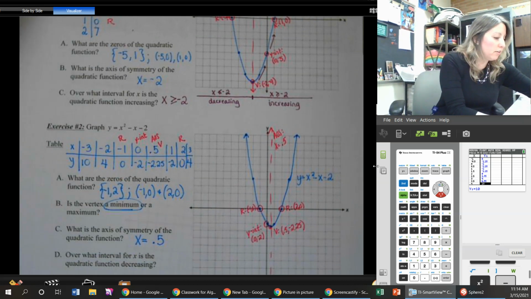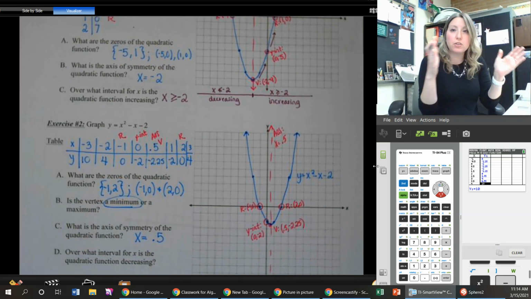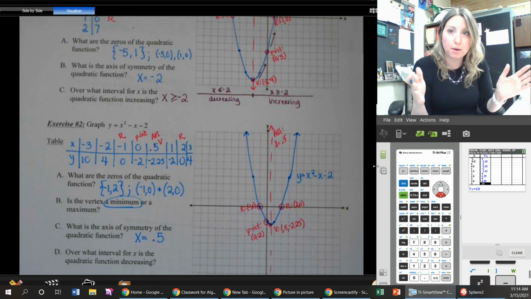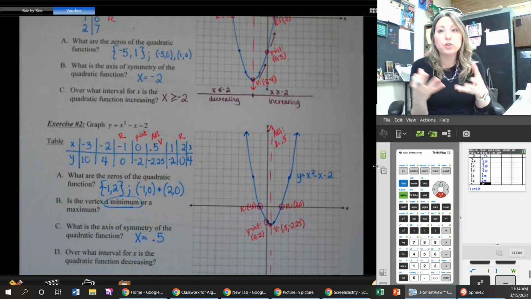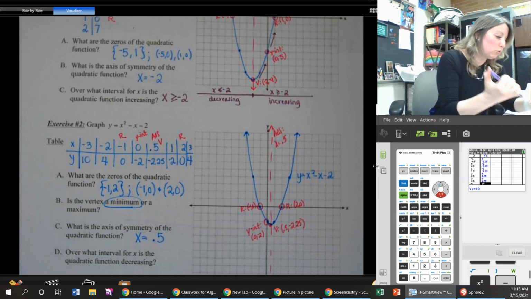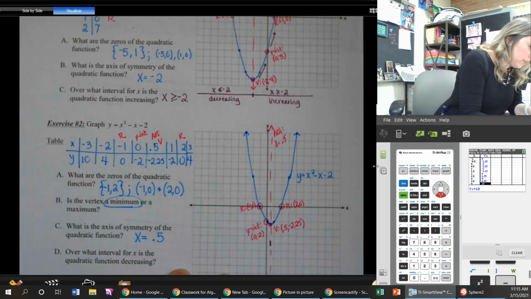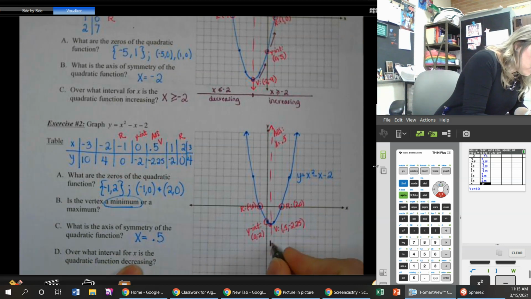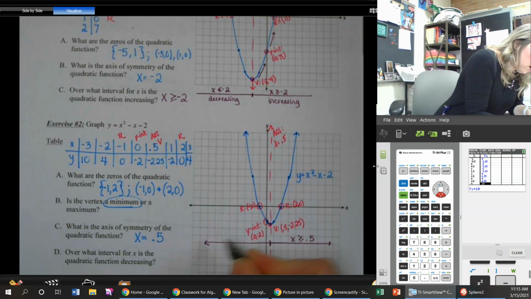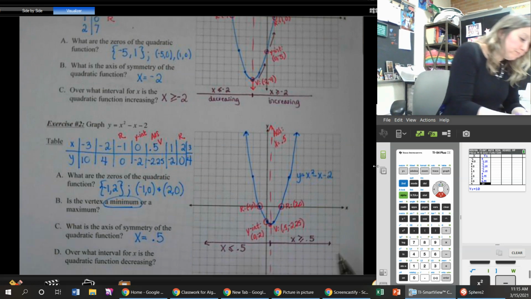And this is the one where we talk about, from the x value of the axis of symmetry, does this increase or decrease? So what do the y's do from here? I'll use this area right here with a different color. From here, all the x values are getting bigger than 0.5. And over on this side, all the x values are getting smaller than 0.5.